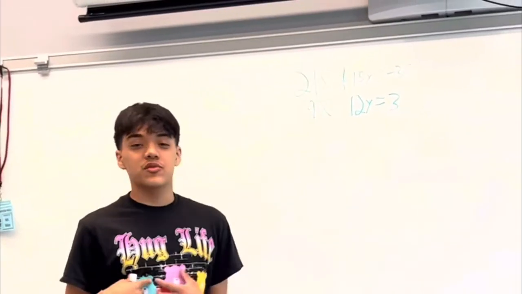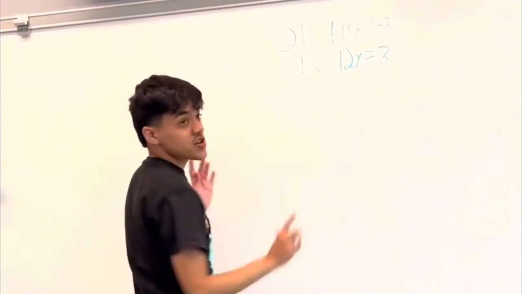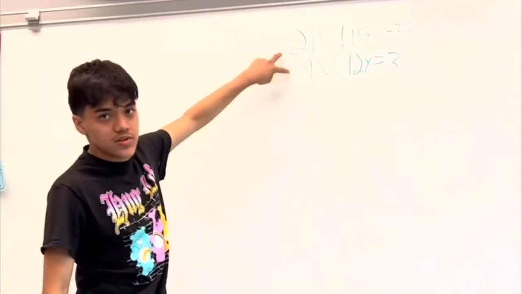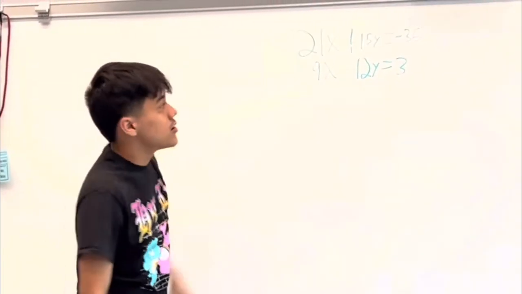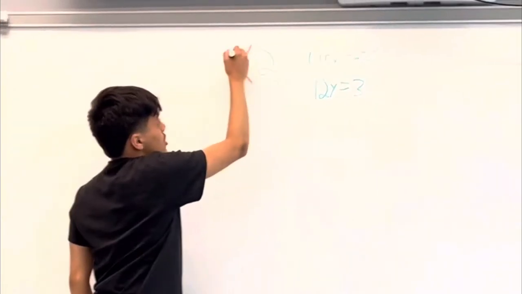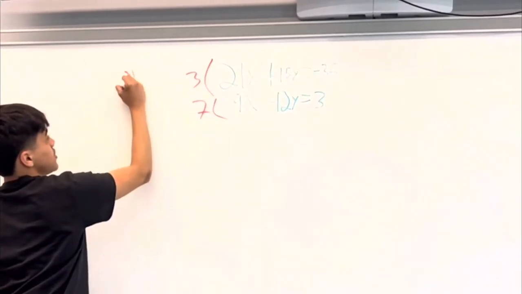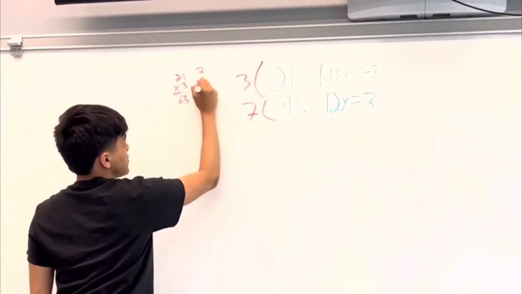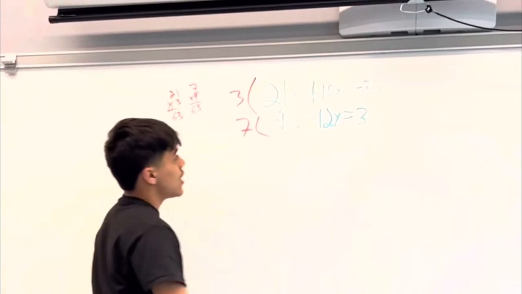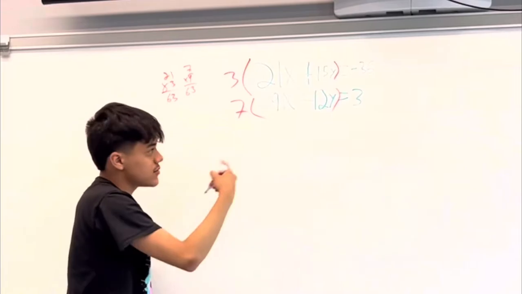My name is Cesar Godinez, and this is my problem. I'll be showing you all how to do it. First things first, these two numbers have to have equal value. So to do that, we have to find the least common denominator. For 21, it would be 3, and for 9, it would be 7, because 21 times 3 equals 63, and 7 times 9 gives us 63.